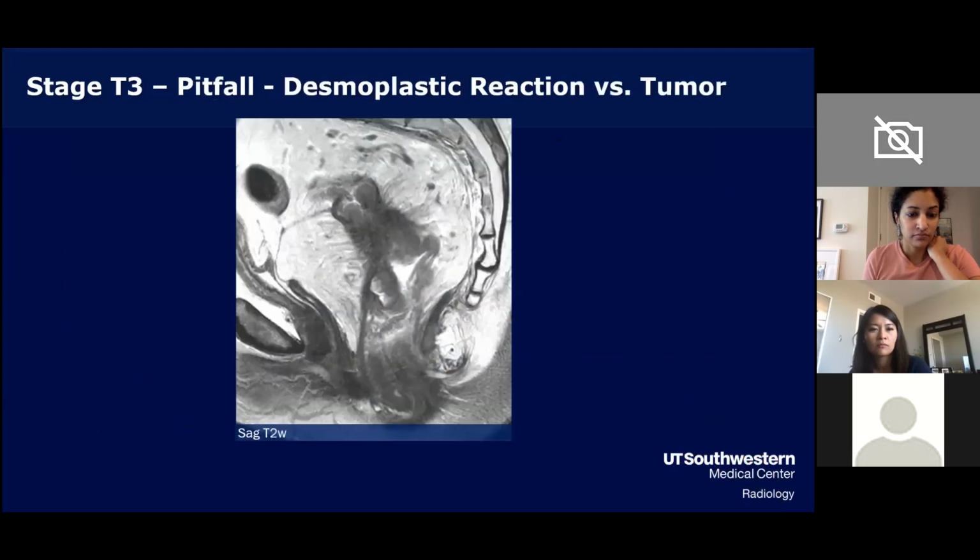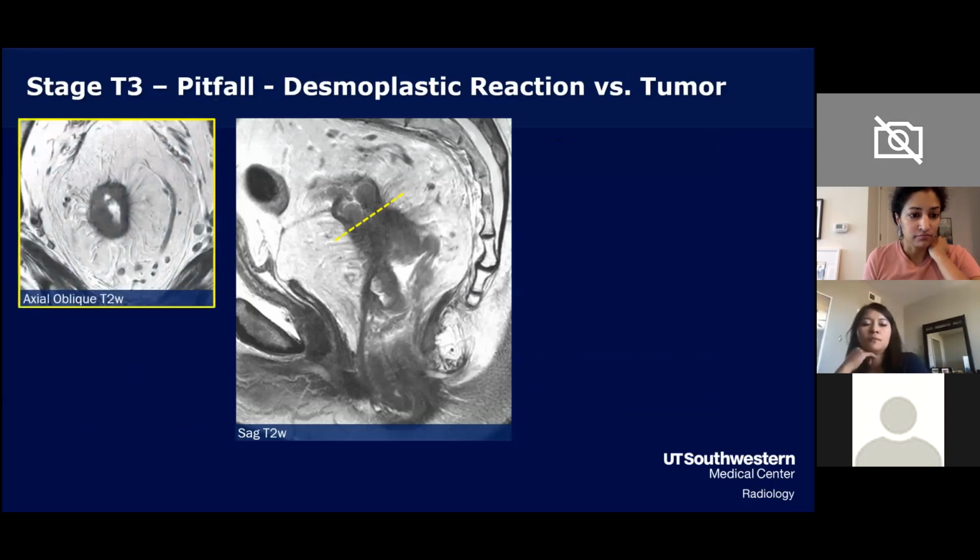Now here's a pitfall when you're looking at tumors. Let's take this large mid-rectal tumor and draw a cross-section, get that axial oblique image, and we're seeing these fine spiculations in the mesorectal fat. And these are just spicules of desmoplastic reaction. You can see that these are very, very thin, nothing nodular about them. So you wouldn't call this T3 based on this image.